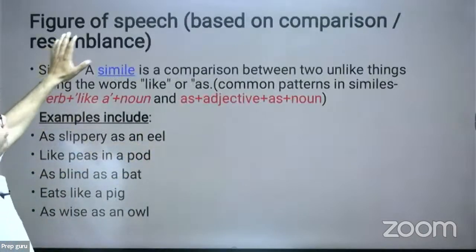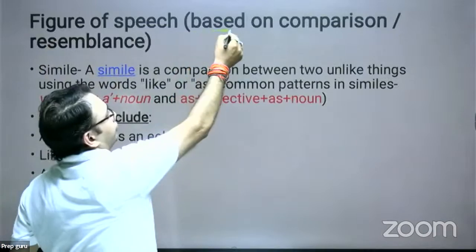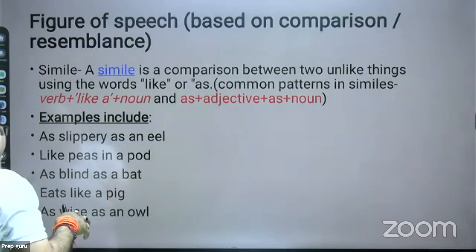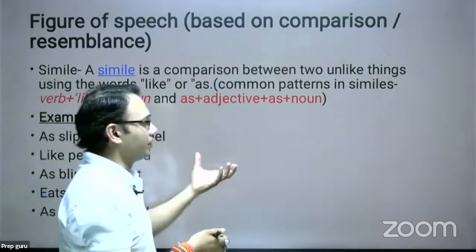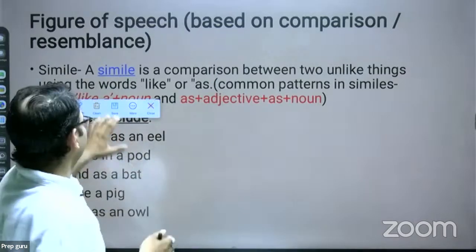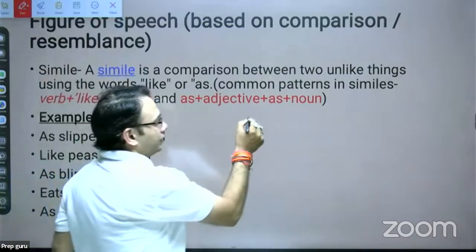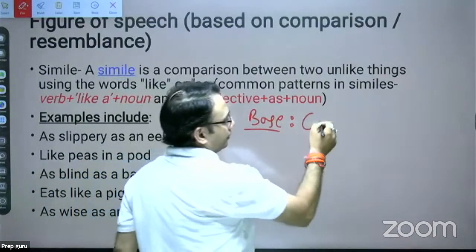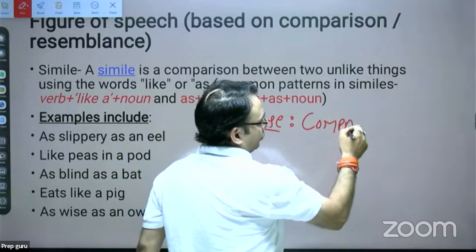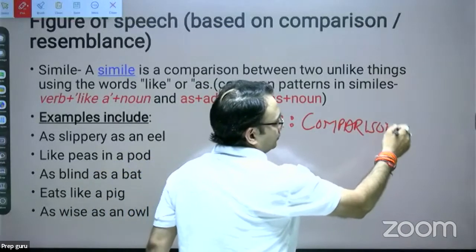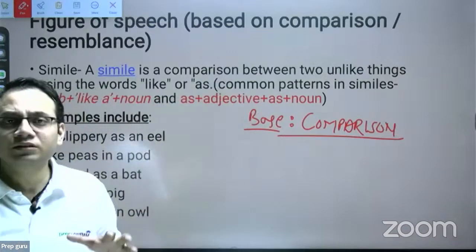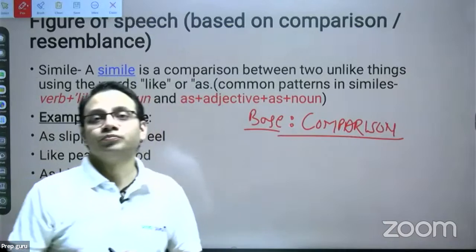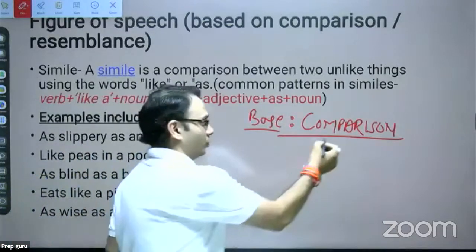Now, let's see the first base. The first base is what? The first base is comparison. Now, if I tell you the comparison part, now listen to me very carefully. First of all, let's understand the first base, why I made this base comparison, right? Now, if I talk about the basis comparison, how many types are there in comparison head? Two types, right? One is what?